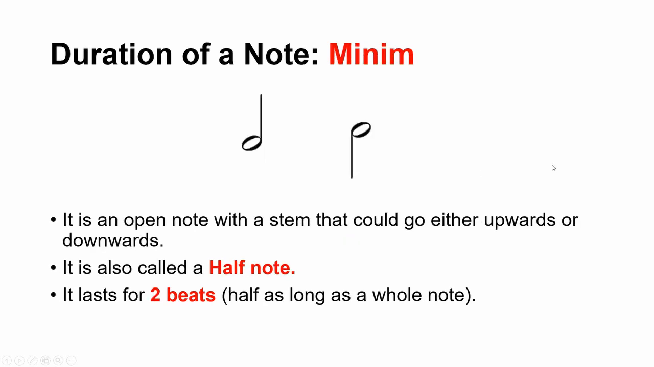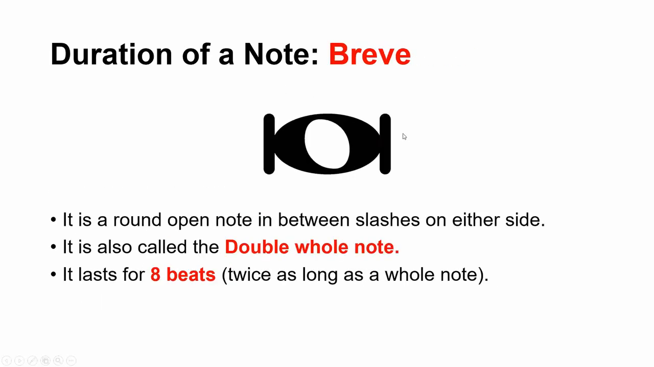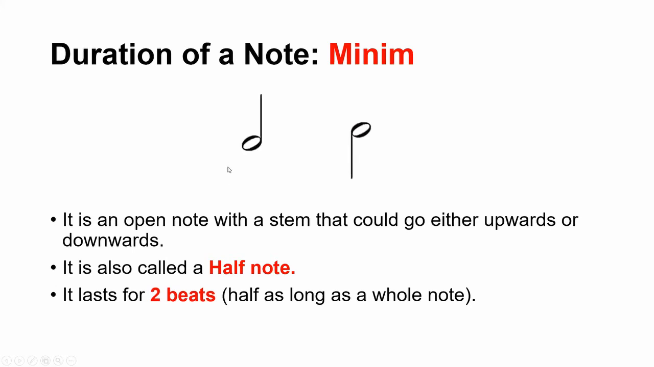Now, the next note we're looking at is the minim. The minim is an open note, open because it's not shaded, it's not filled in. It's an open note with a stem. And the stem could either go upwards or downwards. Whether it goes up or down doesn't really change anything about the minim. The main thing is that it's an open note and it's got a stem.